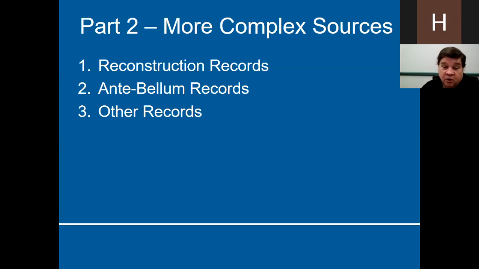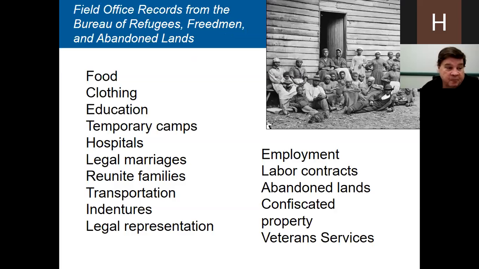Now I want to look at some more complex sources. These are difficult to get into, so I want to look at them after we covered some of the easier ones. And we'll start with Reconstruction Records. One of the first ones that you need to look at is the field office of the Bureau of Refugees, Freedmen, and Abandoned Lands. This is the Freedmen's Bureau.